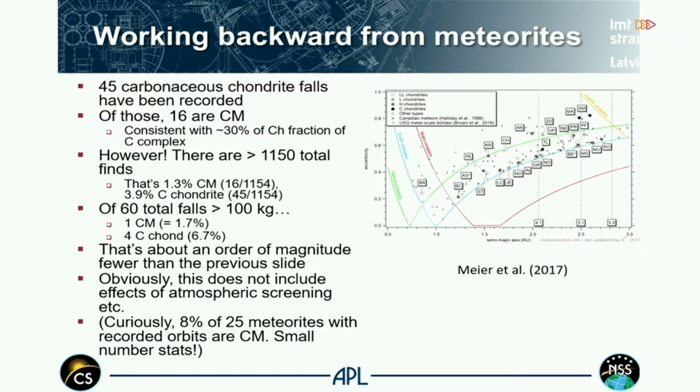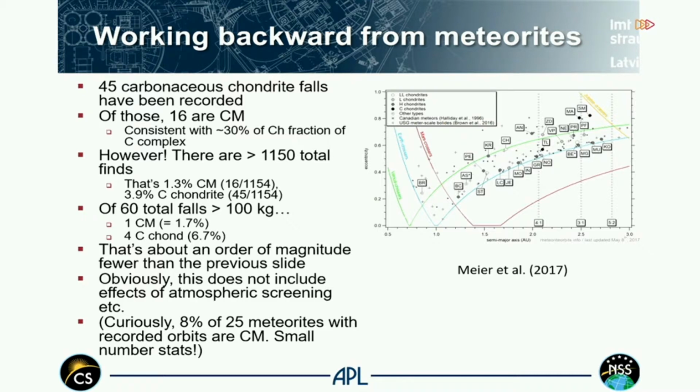But there's 45 and 16, but there's over 1,100 total. Oh, that should be falls, not finds. I'm sorry. There's 1,150 total. So if you divide this by that, you're only getting 1% CMs in the meteorite collection, 4% carbonaceous chondrites in the meteorite collection. If you look at the larger falls, the numbers are a little bit more, but not a lot more. And these numbers are like an order of magnitude fewer than what you'd predict based on looking at the asteroid delivery.